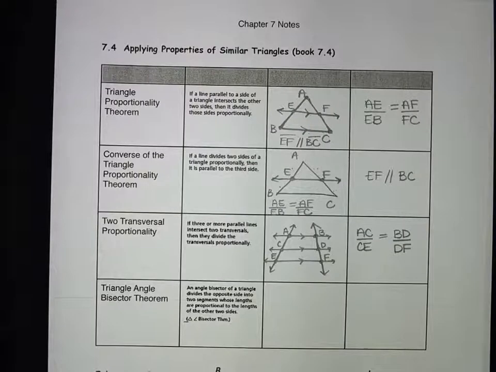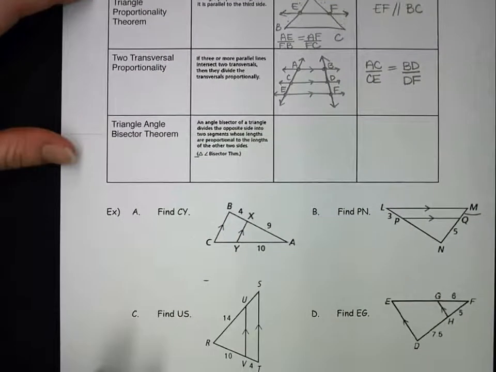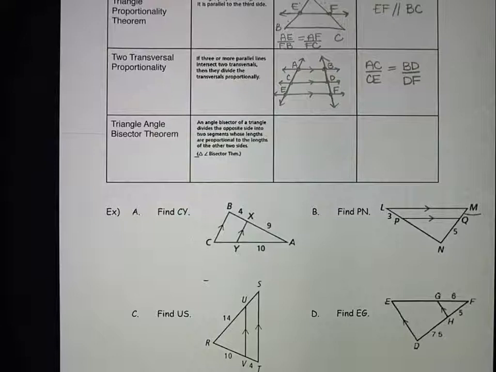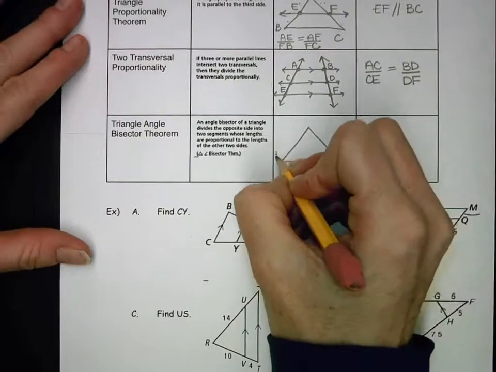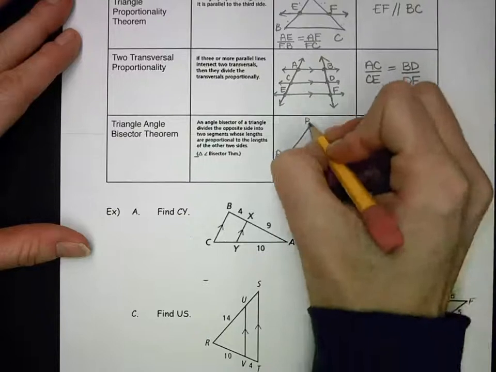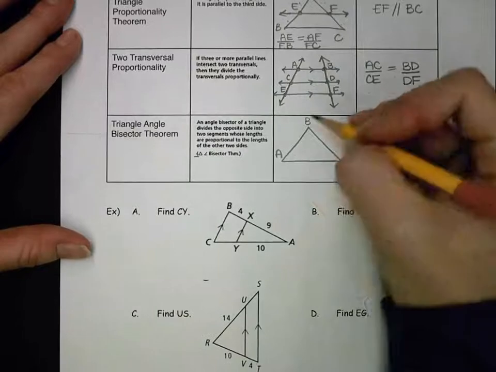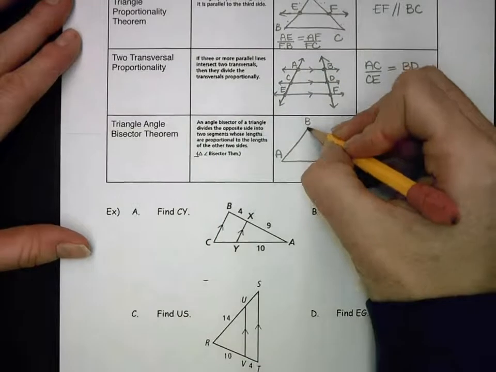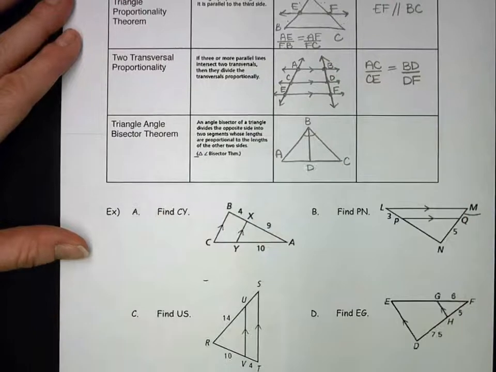Our last example of our theorems is called the triangle angle bisector theorem. The triangle angle bisector theorem says an angle bisector of a triangle divides the opposite side into two segments whose lengths are proportional to the lengths of the other two sides. So for example, if you have a triangle, I'm going to say this is triangle ABC, with an angle bisector, so I'm going to bisect this angle up here, which makes those two equal.